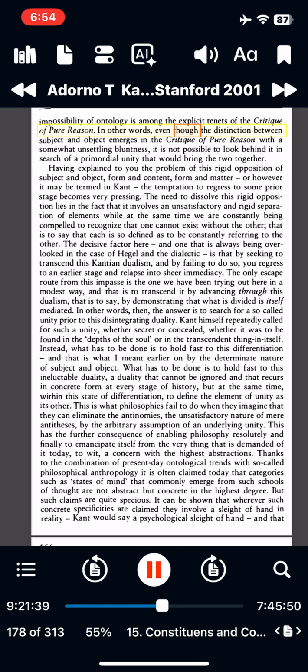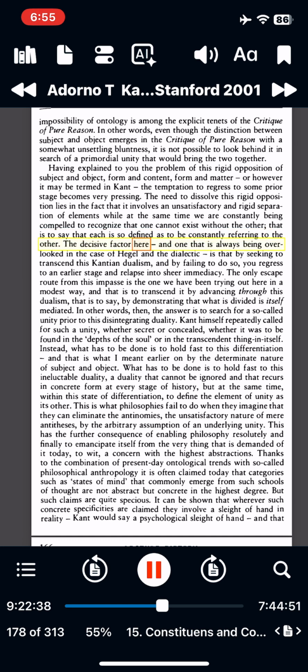In other words, even though the distinction between subject and object emerges in the Critique of Pure Reason with a somewhat unsettling bluntness, it is not possible to look behind it in search of a primordial unity that would bring the two together. Having explained to you the problem of this rigid opposition of subject and object, form and content, form and matter, or however it may be termed in Kant, the temptation to regress to some prior stage becomes very pressing. The need to dissolve this rigid opposition lies in the fact that it involves an unsatisfactory and rigid separation of elements, while at the same time we are constantly being compelled to recognize that one cannot exist without the other. That is to say that each is so defined as to be constantly referring to the other.